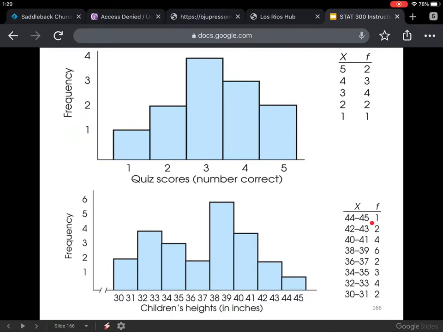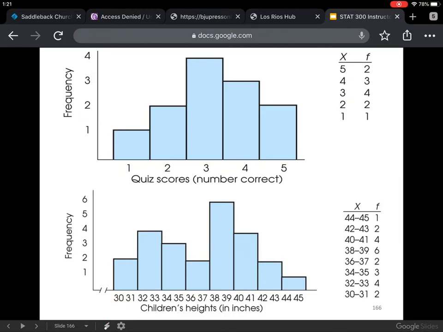You might imagine, it looks like this is a bimodal distribution. It looks like there are 2 most frequently occurring heights among children. Okay, so keep that in mind.